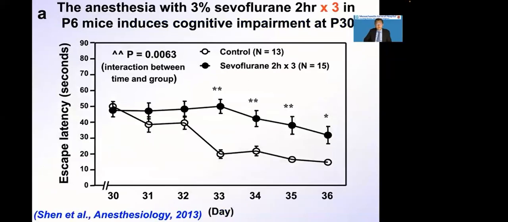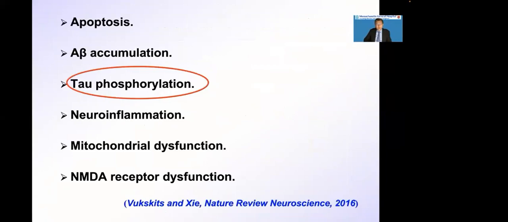We gave the young mice 2 hours daily on day 6, day 7, and day 8, or on day 6, day 8, day 10, or on day 6, day 9, day 12. So 3 times treatment can cause learning and memory impairment at about 1 month after their birth. So we tried to find out what the potential mechanism is. And we know that many things can contribute to such learning and memory impairment in young mice, including apoptosis, beta accumulation, tau protein phosphorylation, and neuroinflammation.